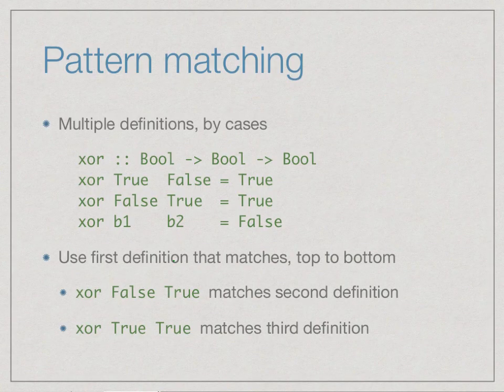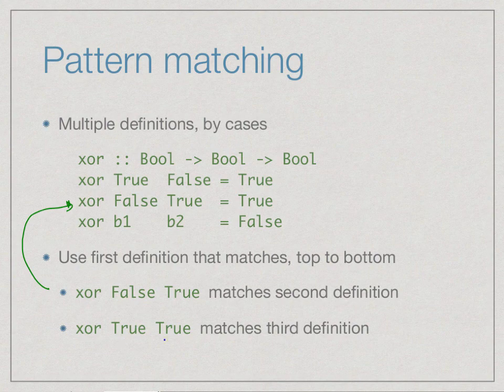So what we are saying is that when we give an input to this function, we look at the input and see whether it matches the definition. So if I give XOR of false and true, it doesn't match the first definition because the first definition works only if the first input is true and the second input is false. So this doesn't match. So you check the second definition. So you go top to bottom. Right? So this matches this definition.